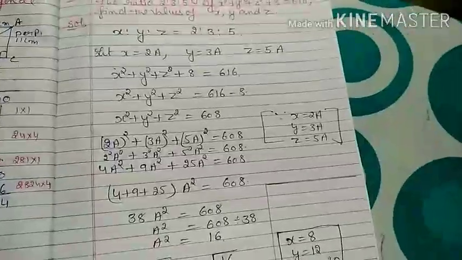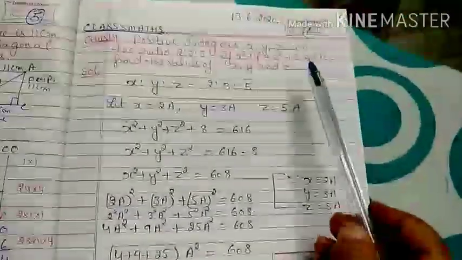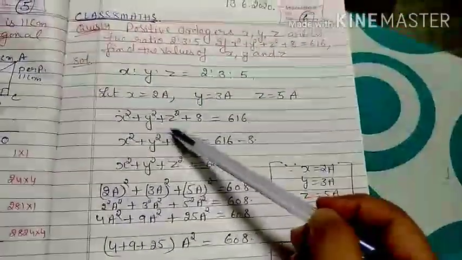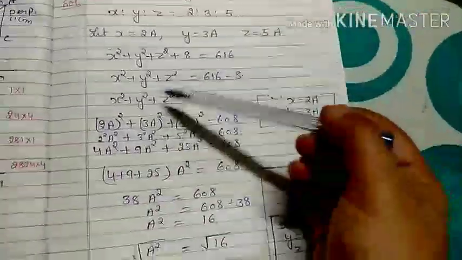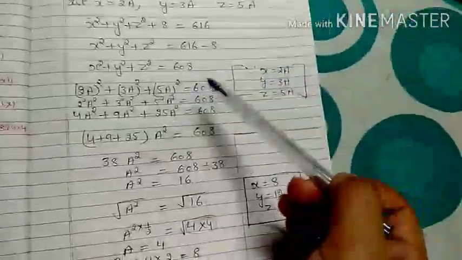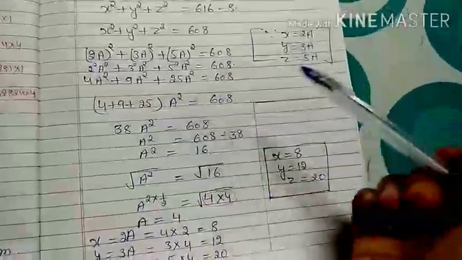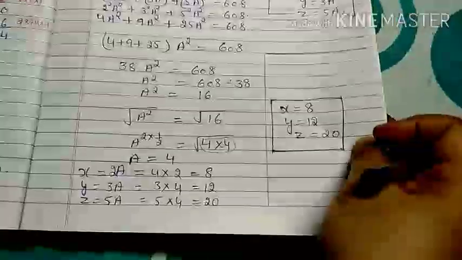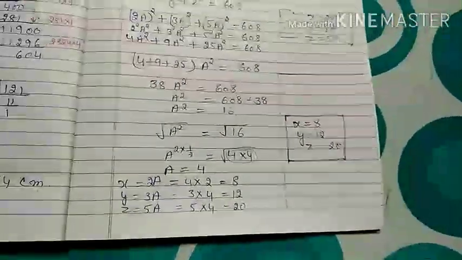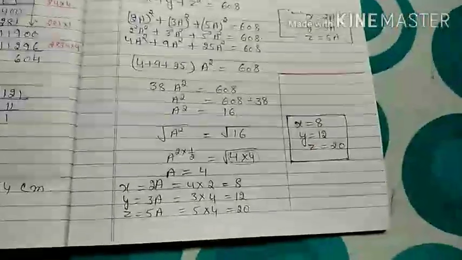So we consider that x is equal to 2a, y is equal to 3a, z is equal to 5a. The question says x square plus y square plus z square plus 8 is equal to 616. When you place the values of x square, y square, z square as 2a, 3a and 5a, I get 38a square equals 608, and my a value after square root is 4. Placing the same a value in x equal to 2a, y equal to 3a, z equal to 5a, you will get the answer 8, 12, 20.